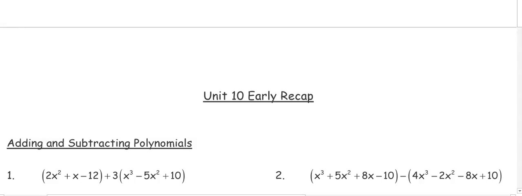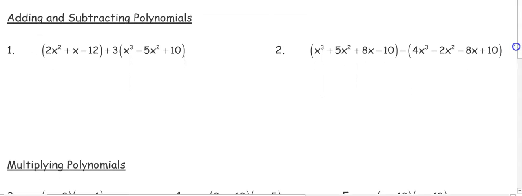This video is a short recap of Unit 10 when we did adding and subtracting polynomials and multiplying polynomials. So when we are adding or subtracting polynomials, we are just going to distribute using multiplication to get rid of our parentheses, and then we are going to combine like terms.